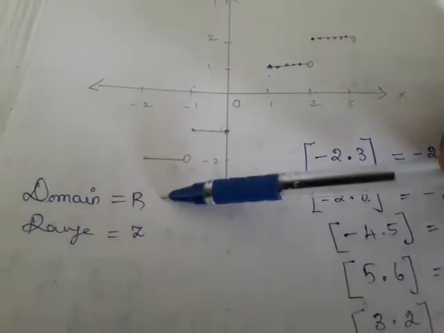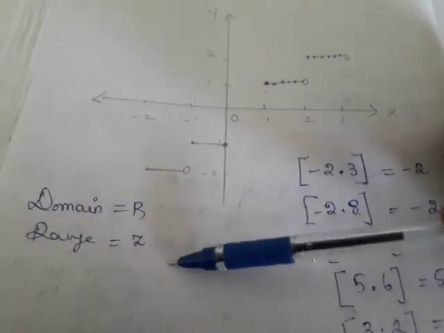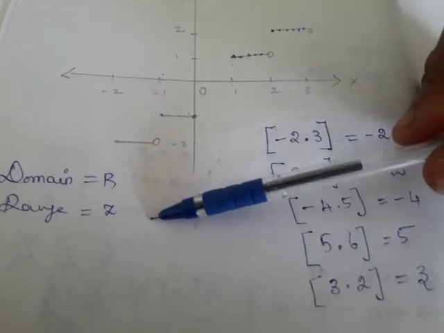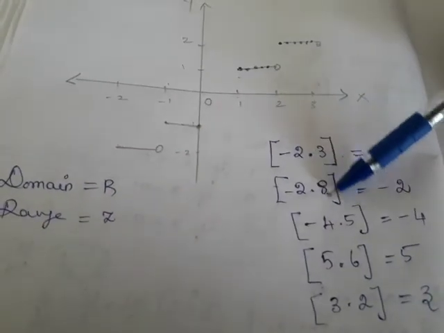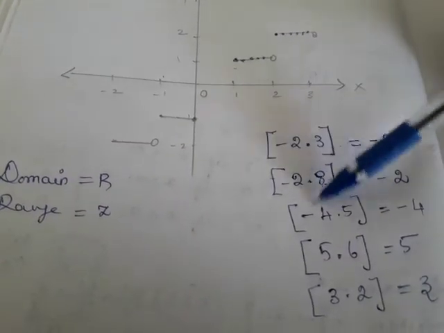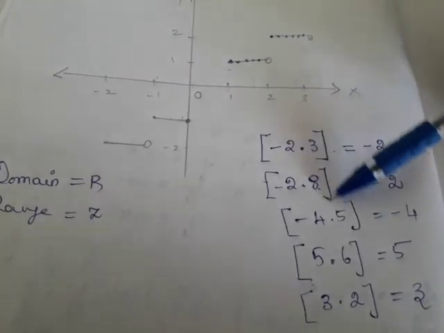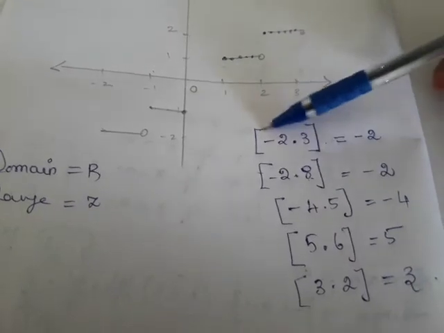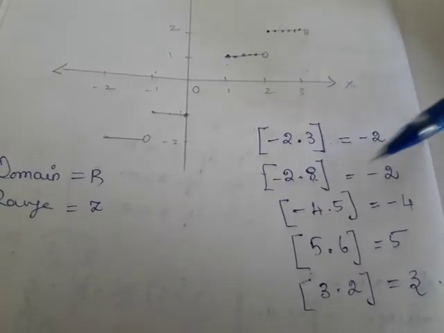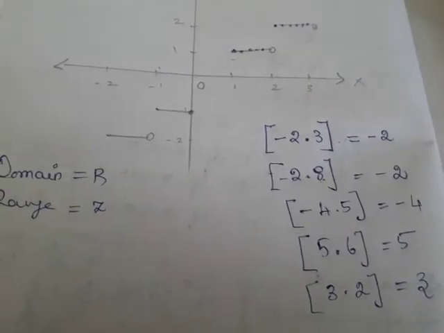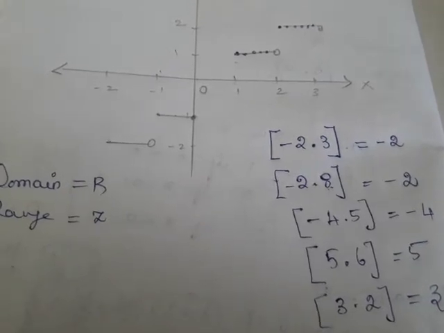Here, the domain will be real numbers and the range is Z. So in spite of the decimal values, you take the whole number. You remember it like that. So what is the greatest integer function? In spite of the decimal values, we take the whole number as the actual value. Right? That is the greatest integer function.